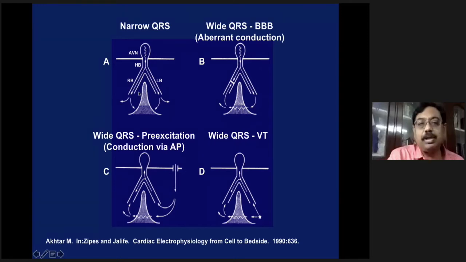One reason is that you can see a right bundle or left bundle, one of them is blocked. And so what you see is a wide QRS because the bundle is blocked. Now, the other reason why you have a wide QRS is pre-excitation. As I said, WPW syndrome.